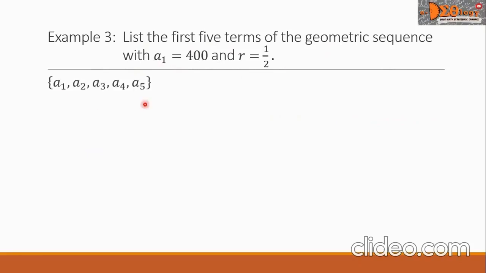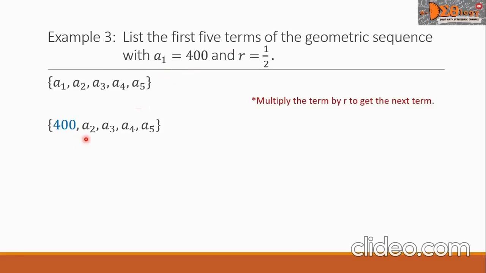Here we have the first 5 terms of the geometric sequence from a sub 1 up to a sub 5. Since 400 is given as the first term, we may substitute this value in here. Now let us find the next term, a sub 2. Again, we will multiply this 400 by the common ratio 1/2. So that is 400 times 1/2, which is equal to 200.